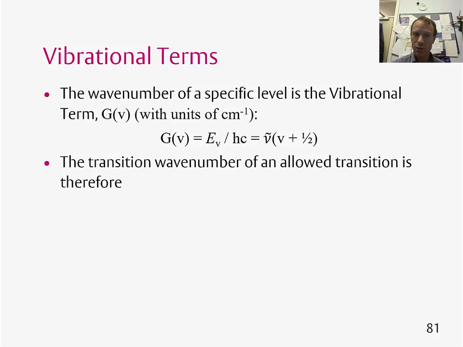We know from the selection rules that an allowed transition is delta v is plus or minus 1. So we can get the wave number of a transition. The transition wave number of an allowed transition is therefore just equal to nu tilde. So it's a very simple expression.